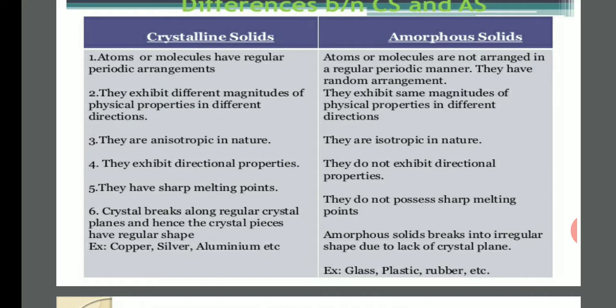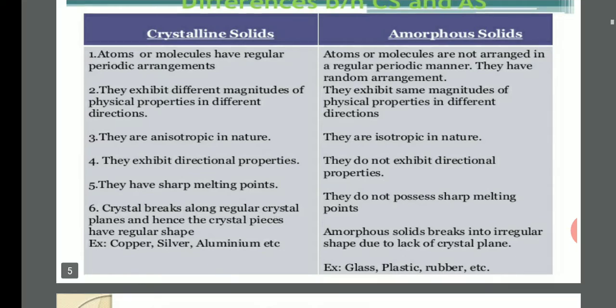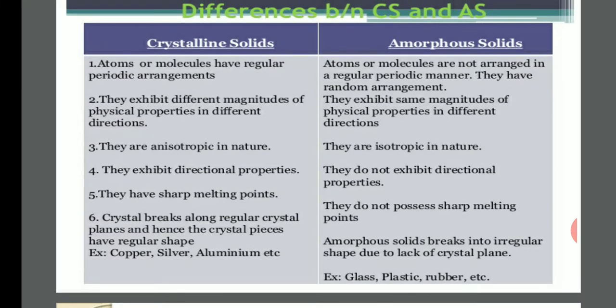Crystalline solids have sharp melting points. Amorphous solids do not possess sharp melting points. If you break a crystal along regular crystal planes, the crystal pieces have a regular shape. Examples: copper, silver, aluminum, etc. But amorphous solids break into irregular shapes due to the lack of crystal planes: glass, plastic, rubber, etc.